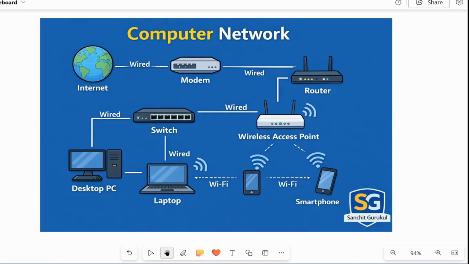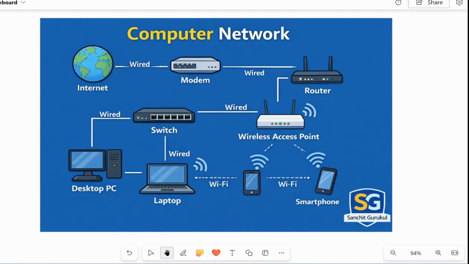Now we will discuss the devices used in a computer network, or in other words, the devices used to build a computer network. A computer network is made using different devices. Some devices create data, like computers and mobile phones. Some devices help data move, like switches and routers. Switches help devices talk inside a network. A router helps connect different networks. Each device has a special role in the computer network. Together, these devices make a network work.